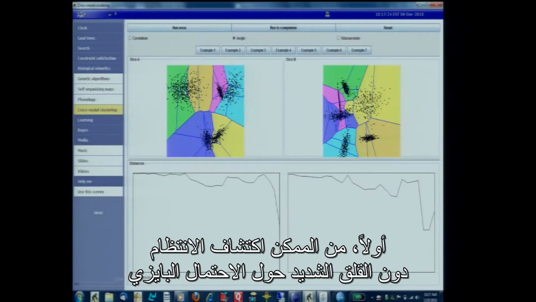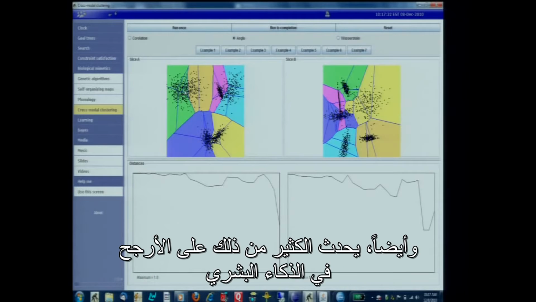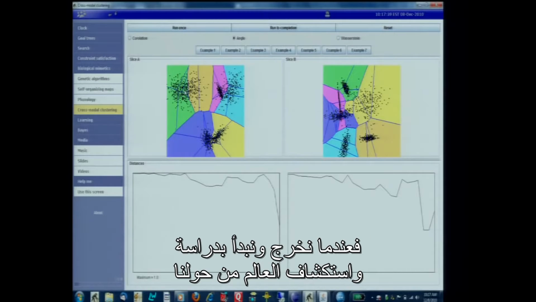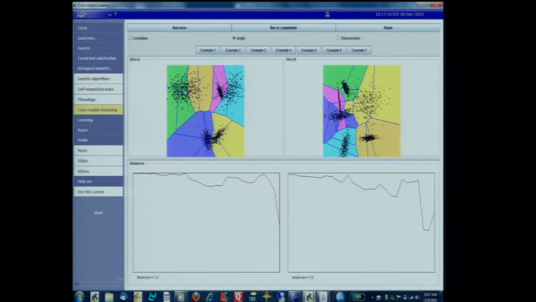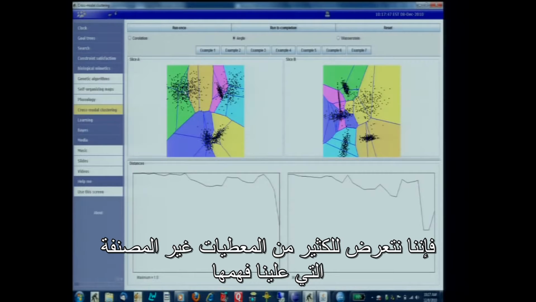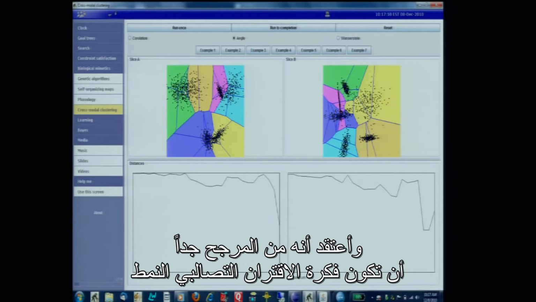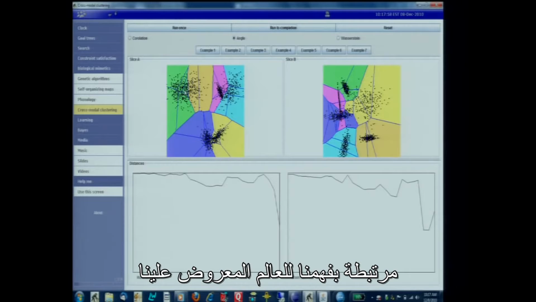Number one, it's possible to discover regularity without being obsessively concerned with Bayesian probability. And also that there's very likely a whole lot of this going on in human intelligence. When we emerge and begin to examine and explore the world around us, we're presented with a lot of unlabeled data that we've got to make sense of. And I believe that this kind of cross-modal coupling idea is very likely to be bound up in our understanding of that world that's presented to us.